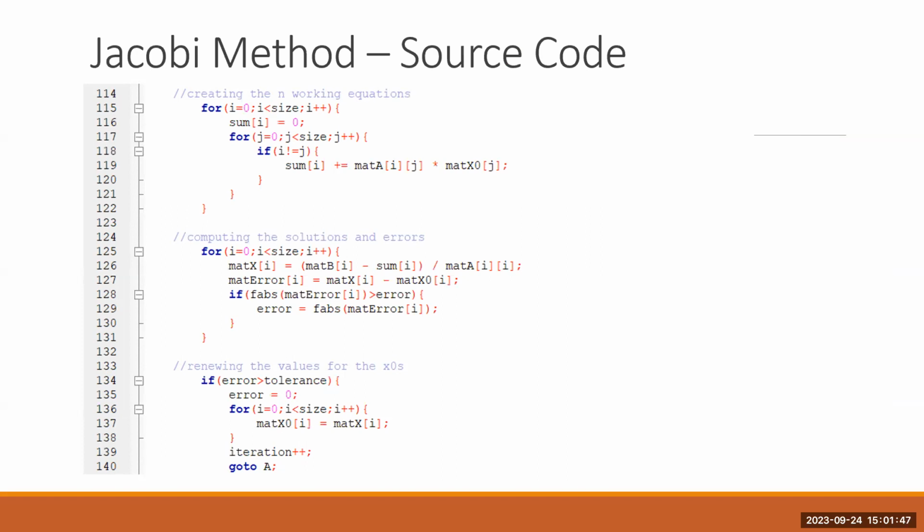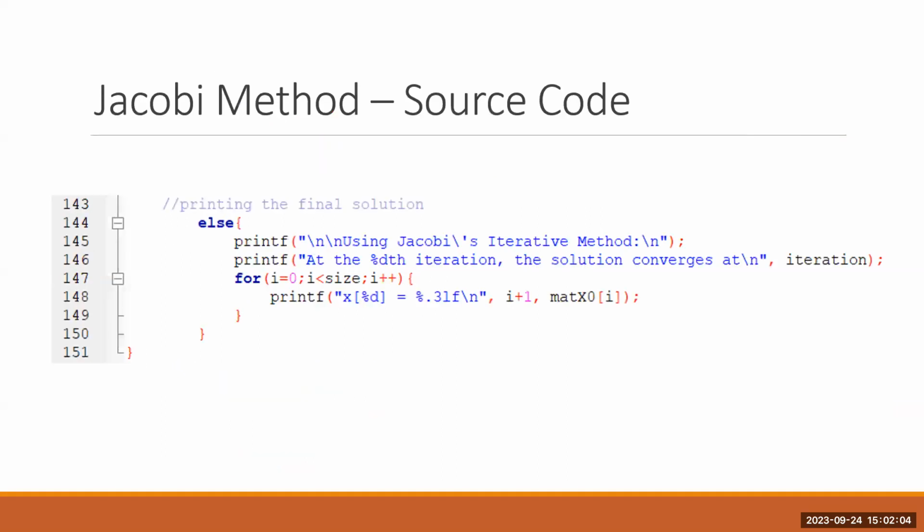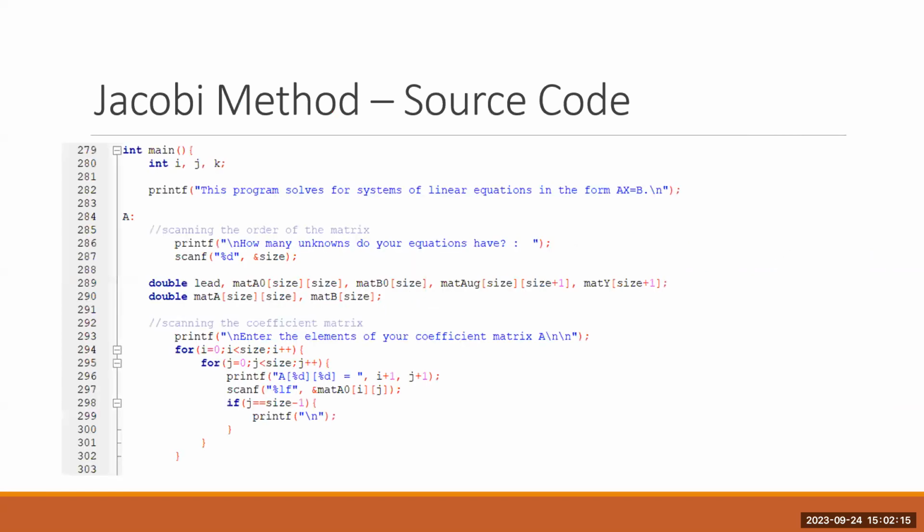So after each iteration, the code checks if the maximum error is greater than a predefined tolerance. If it is, the approximation in matrix X is updated to matx0 and the iteration continues. So this loop continues until the error falls below the tolerance, indicating convergence. Once convergence is achieved, the code prints the final solution.